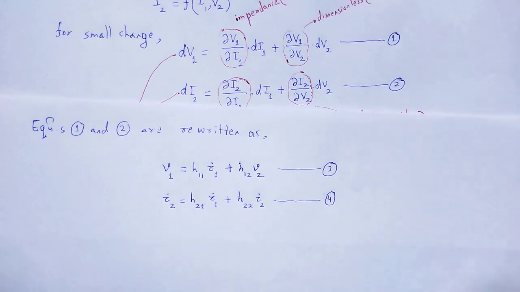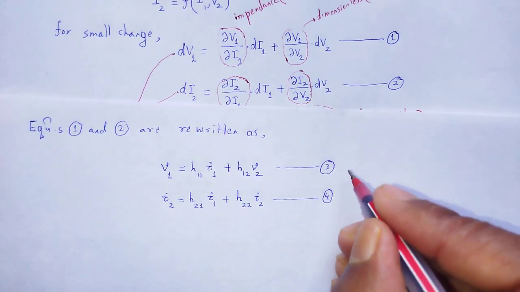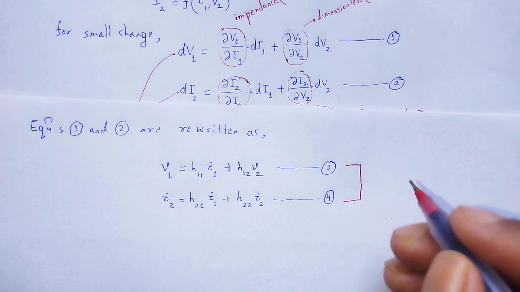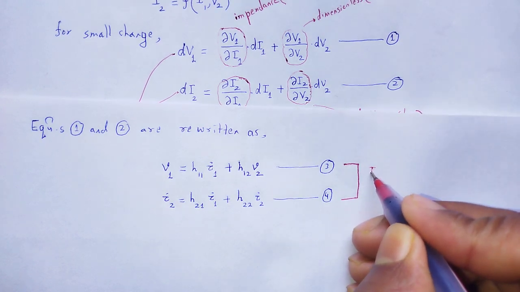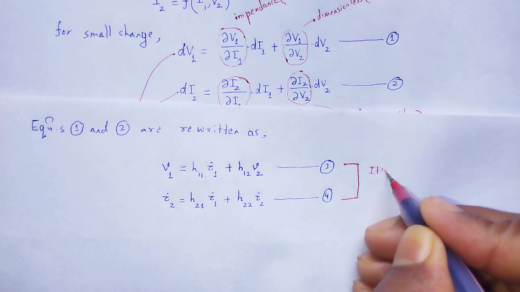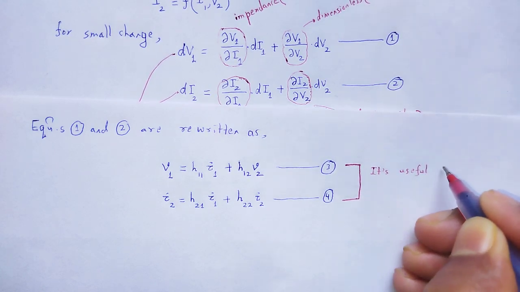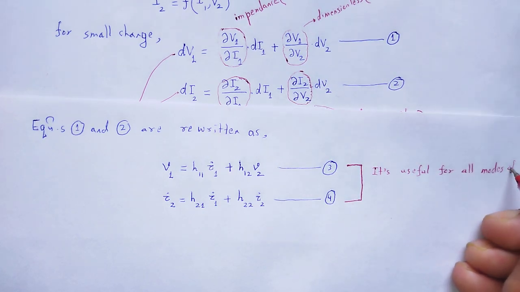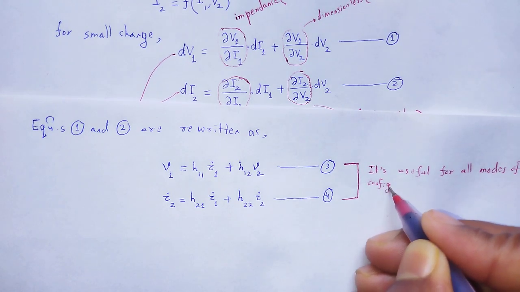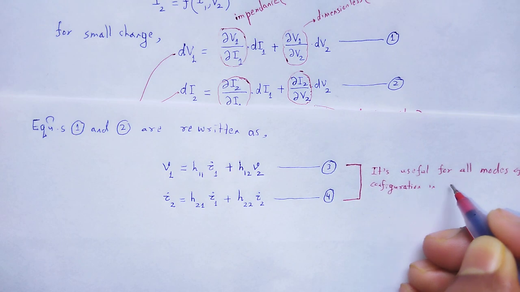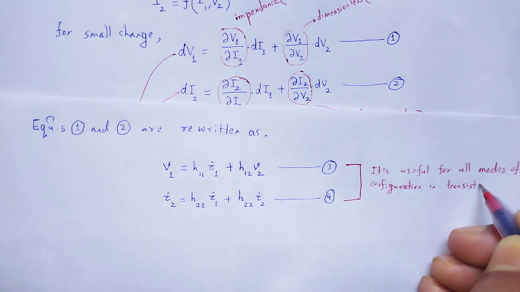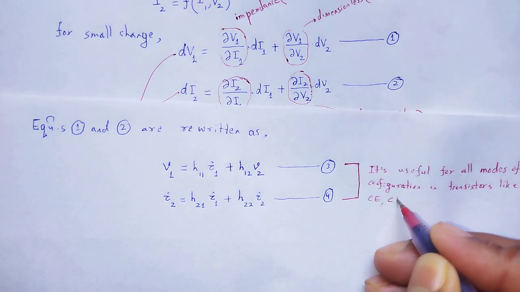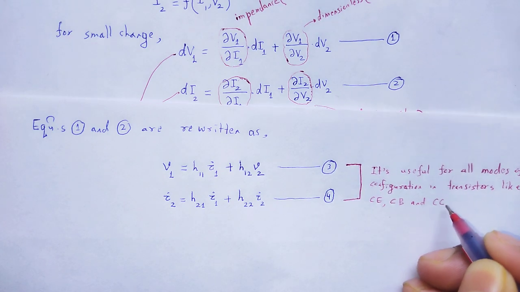And that equation is useful for any mode of operations in transistor. It is useful for all modes of configuration in transistor, like common emitter, common base and common collector mode.